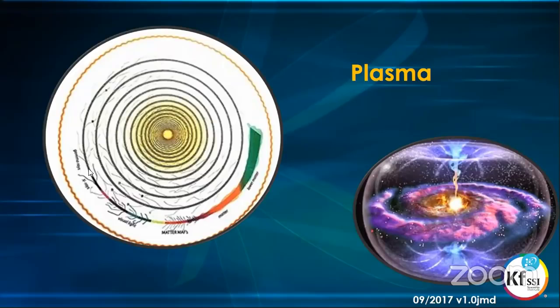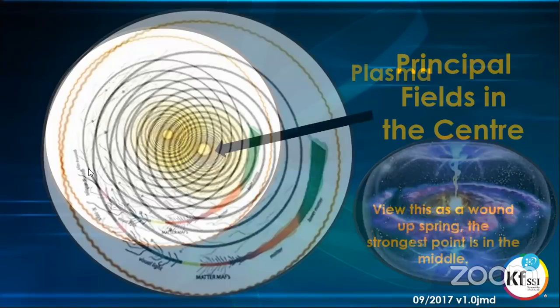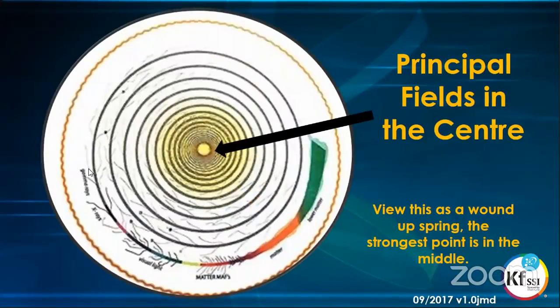Okay, and what we can understand from the spiral is if one views it as a wound up spring, and we've all played with springs before, when you wind them up, the strongest point in that spring is in the center. And this is what we call the principal fields that are in the center. As we move to the outside, we know with that spring they become weaker. So each point on the spiral represents a certain magnetical and gravitational field strength. So obviously the real center point of your spiral is going to be the strongest, and that's your principal field.